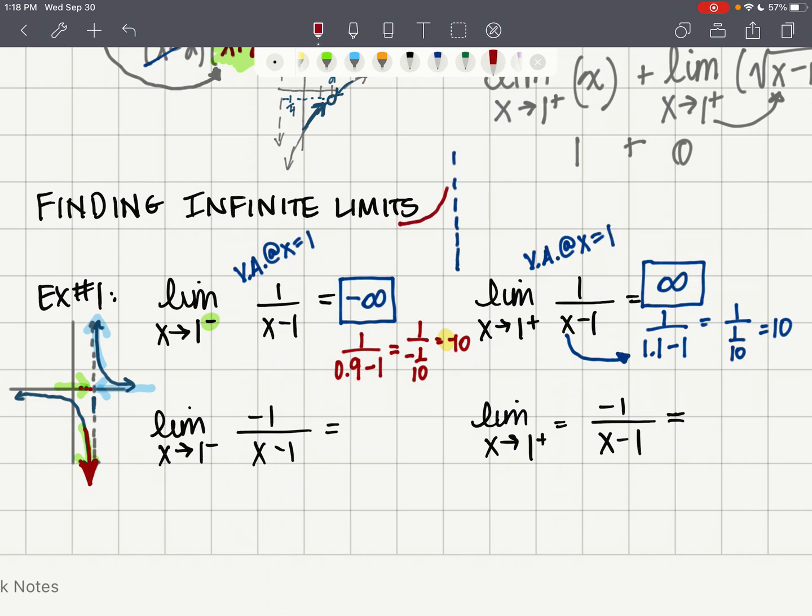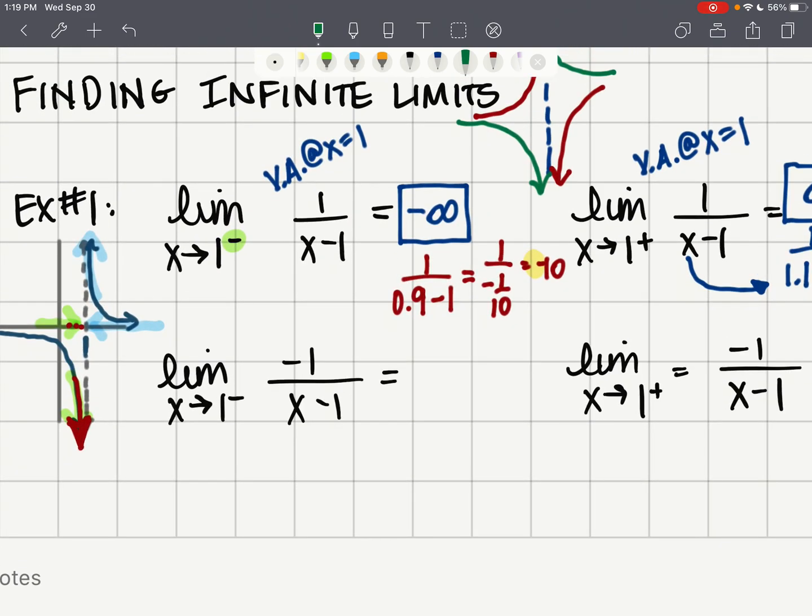Your graph is hugging it, I like to say hugging it, going up, or perhaps hugging it, going down towards negative infinity. It could be hugging it from the left-hand side, going down towards negative infinity, and hugging it from the right-hand side, going up to positive infinity. In either case, these are limits that are infinite limits.